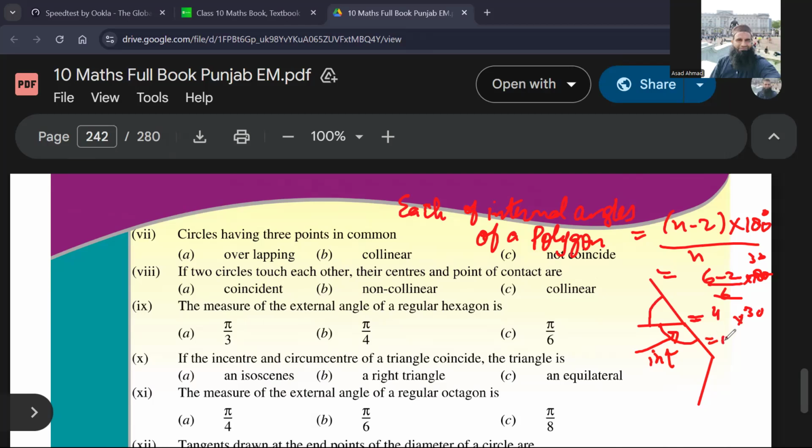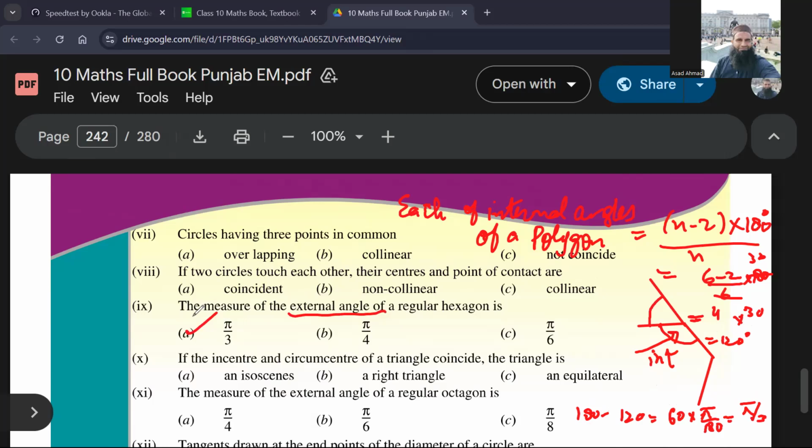So the 120 degree angle needs to be converted. This 120 is the internal angle. So if we subtract it from 180, the angle will become 60 degrees, and 60 degrees changed into radians, the external angle will become pi by 3. So the measure of the external angle was asked.